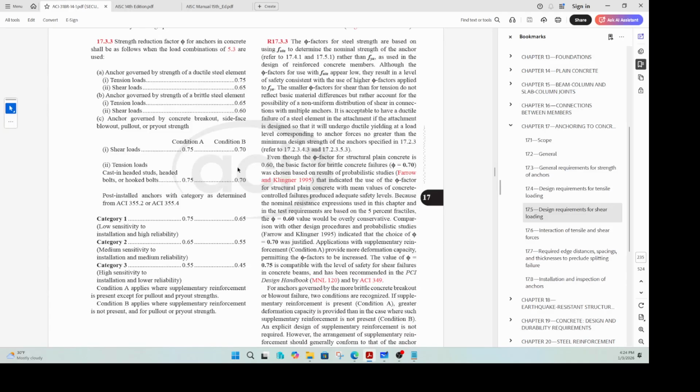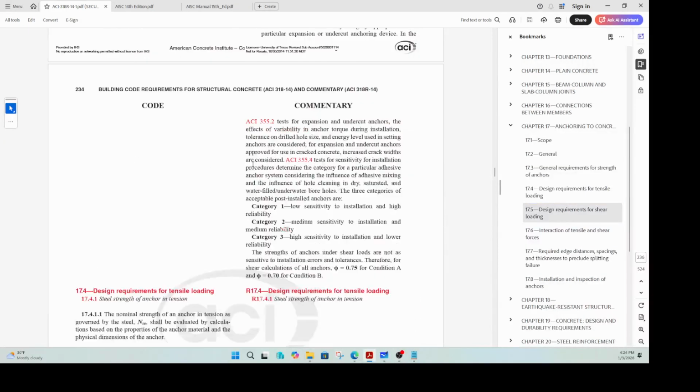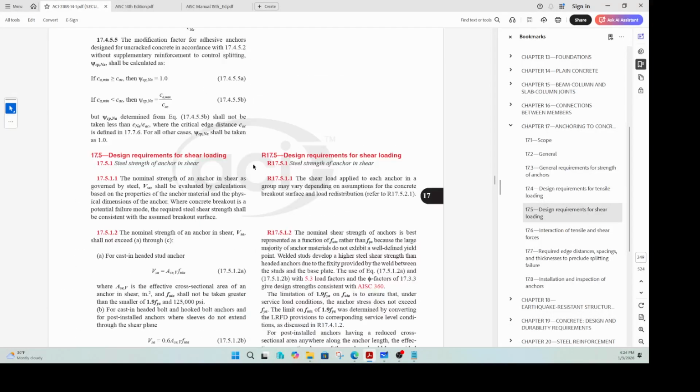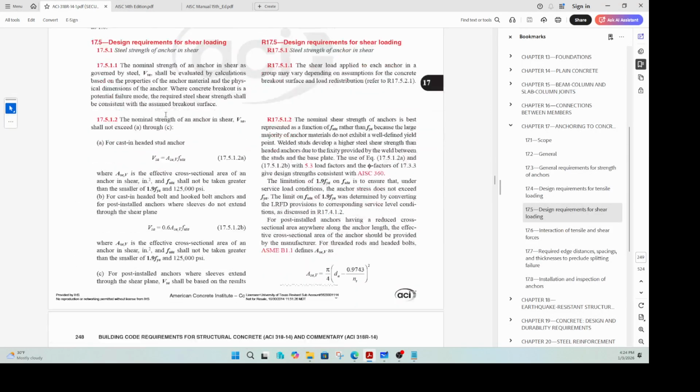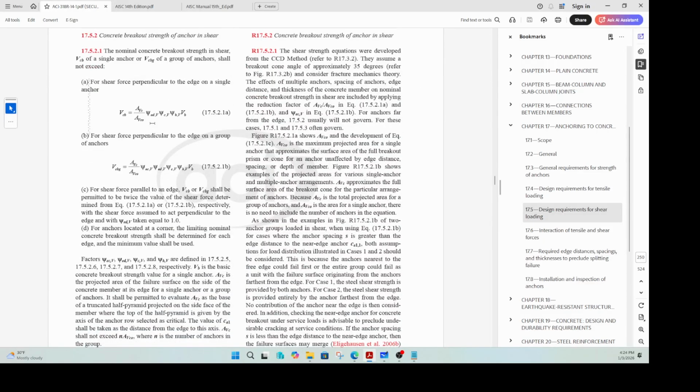Check what we are at. 17.5, we need to go to 17.5 because that is the section that talks about shear, right? 17.5 is here. We're talking about concrete breakout strength. So concrete breakout strength, we're not talking about a single anchor, so not this one. We're talking about a group of anchors when the shear is perpendicular to the edge. So, right? So we're talking about this equation here.